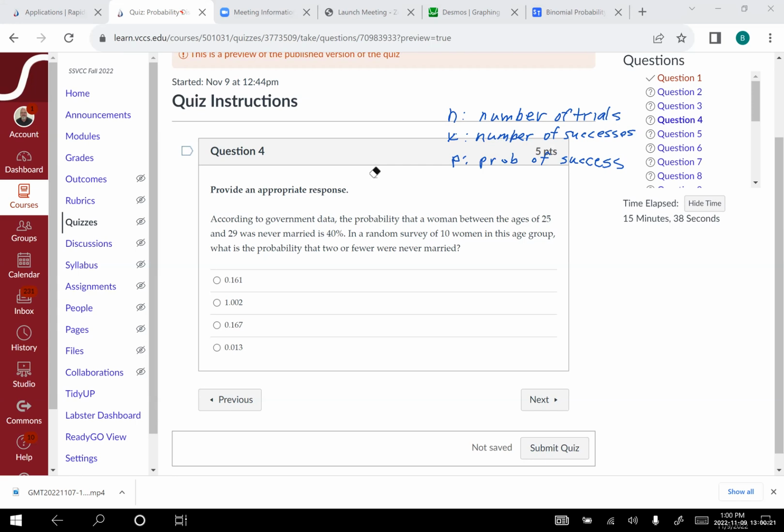Now, here again, they throw these ages in here. The ages don't mean anything. You know, they don't get plugged in a formula. They're just people's ages. And so we don't have to worry about those numbers. The probability that a woman between certain ages was never married is 40%, ages 25 to 29. And that number moves around a lot.